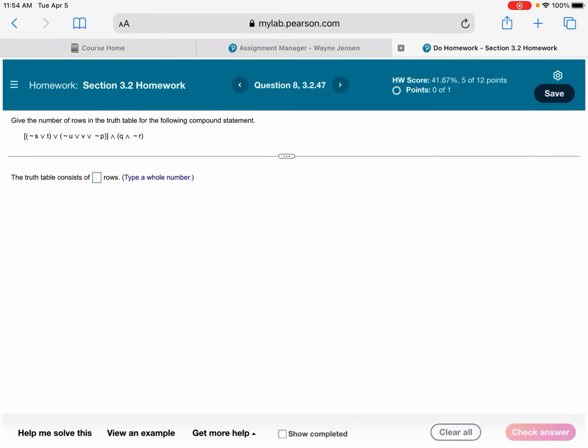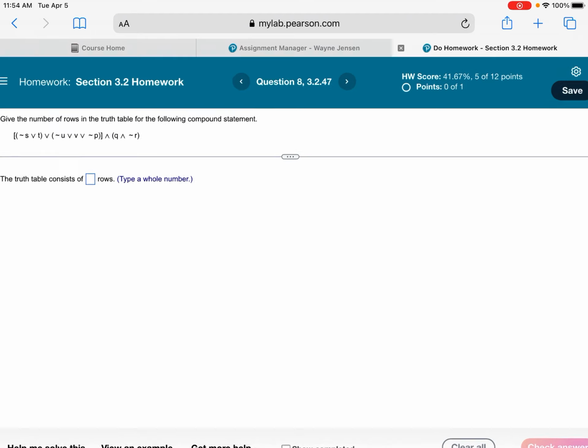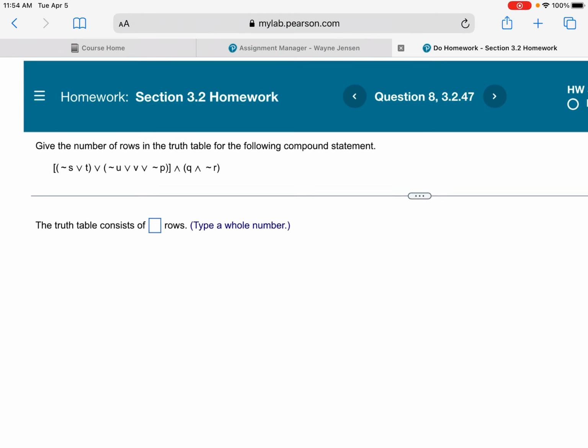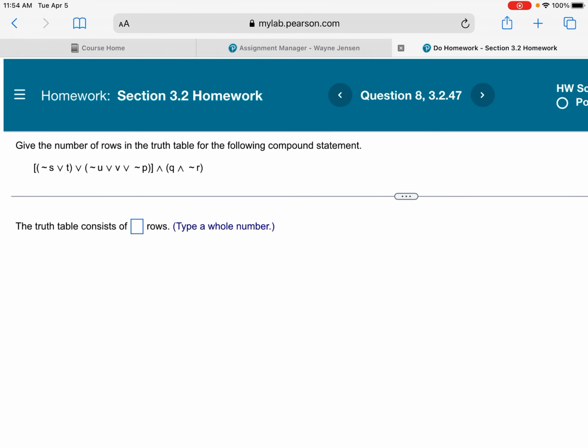Now, this one looks crazy. And if you're looking at this, you might think, oh my goodness, I'm not going to know whether that's true or false. Well, they only want to know the number of rows. So we're just looking for the different statements that are there. There's the S statement, the T statement, the U statement, the V statement, the P statement, the Q statement, and the R statement. There's a bunch of statements. I think I counted 7. So our calculator, we got to figure out what 2 to the 7th is, and that will be our answer.